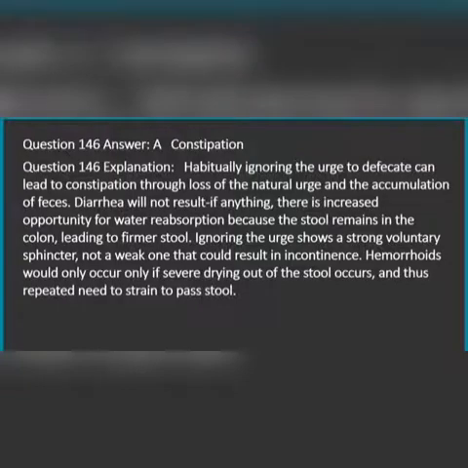Question 146. Explanation: Habitually ignoring the urge to defecate can lead to constipation through loss of the natural urge and the accumulation of feces. Diarrhea will not result. If anything, there is increased opportunity for water reabsorption because the stool remains in the colon, leading to firmer stool. Ignoring the urge shows a strong voluntary sphincter, not a weak one that could result in incontinence. Hemorrhoids would only occur if severe drying out of the stool occurs, and thus repeated need to strain to pass stool.